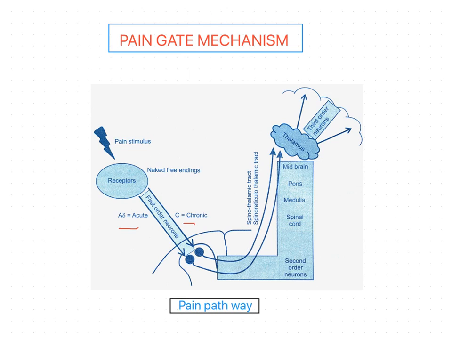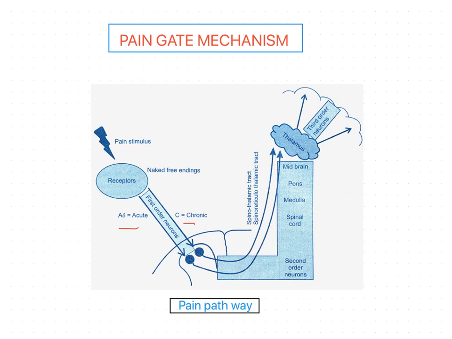The nerve endings of these A delta and C fibers receive the stimulus, and they end on the first order neurons, which are present at the dorsal root ganglion. From there these fibers pass into the region of the dorsal horn. So the first order neurons end in the dorsal horn of the spinal cord.